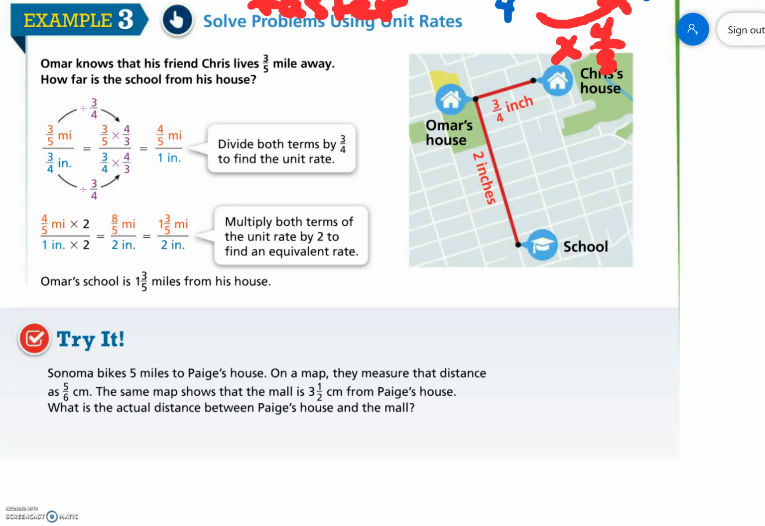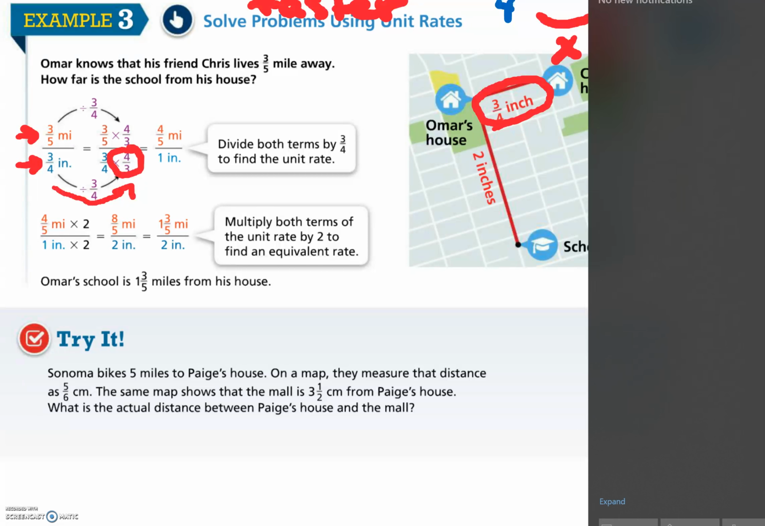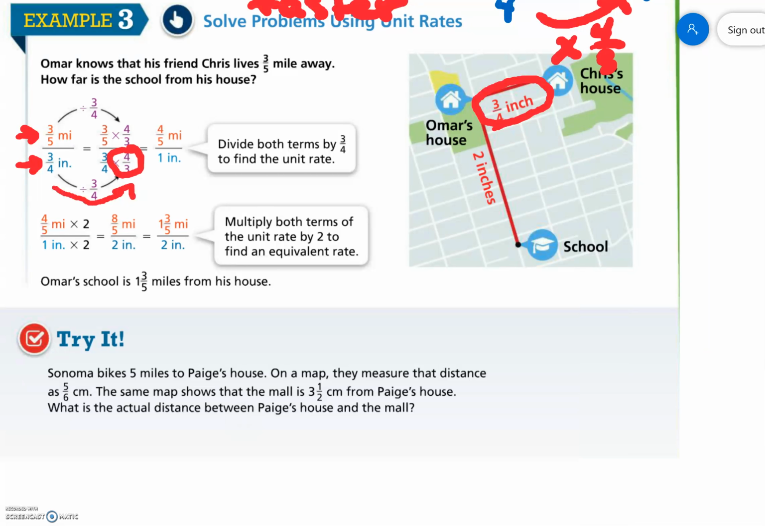So we know that the 3/5 miles compares to the 3/4 of an inch. So we have 3/5 miles over 3/4 of an inch. We want to know the unit rate. How many miles are in 1 inch? So instead of dividing by 3/4, that's the same thing as multiplying by the reciprocal. So we flip the fraction, and we see that 1 inch is 4/5 of a mile.